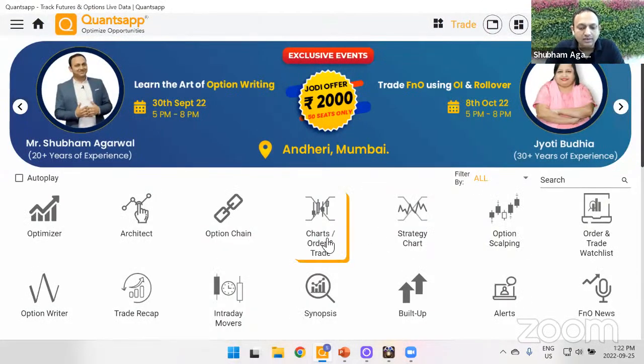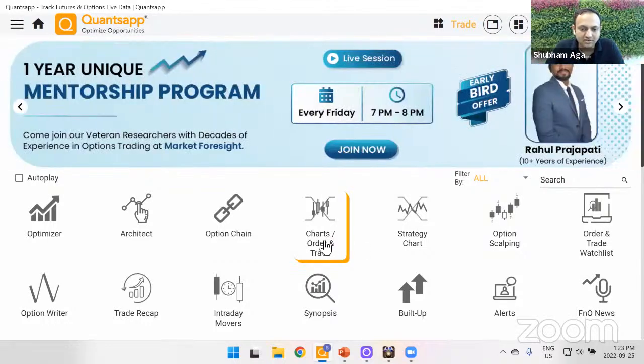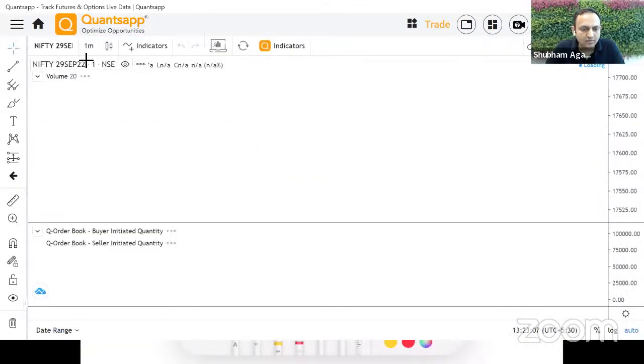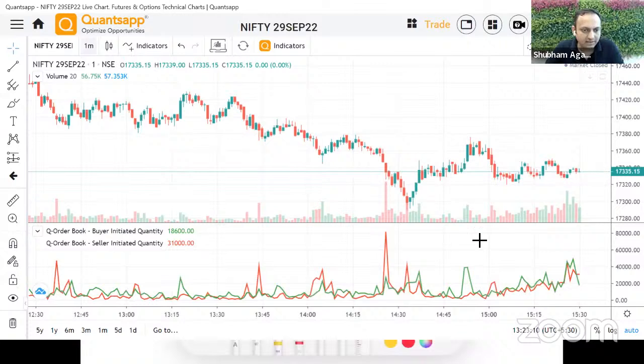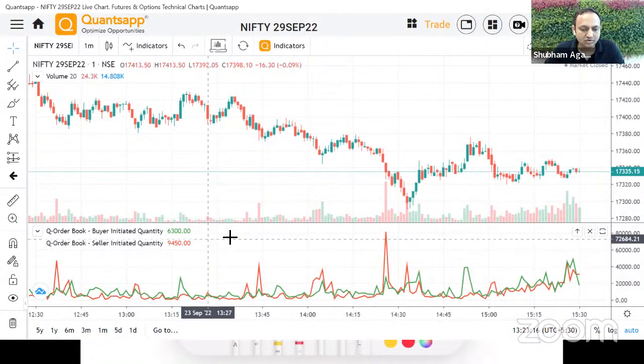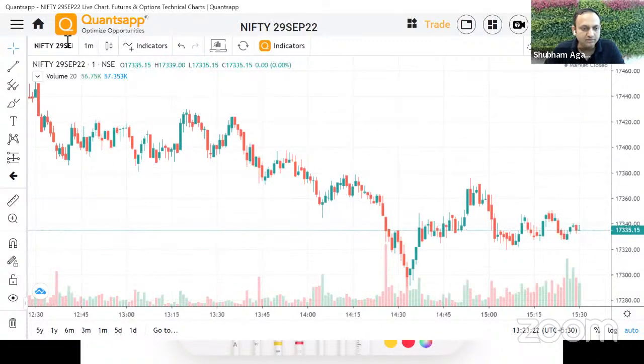So I'll go and click on this, which is chart, order and trade, right? So this has chart plus the order and trade. I'll just click on that. And you can see that by default, I have the data for Nifty and I have this indicator plotted, but for now I'll just remove it so that I can plot it again and show you how this data looks. So let me go ahead and remove this for now.